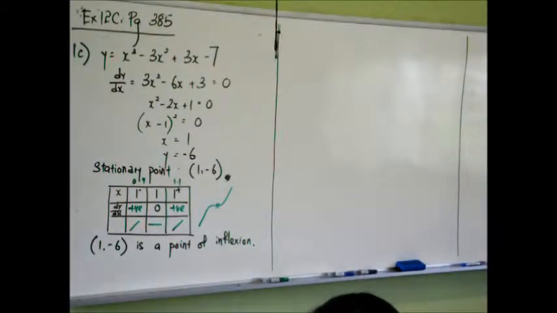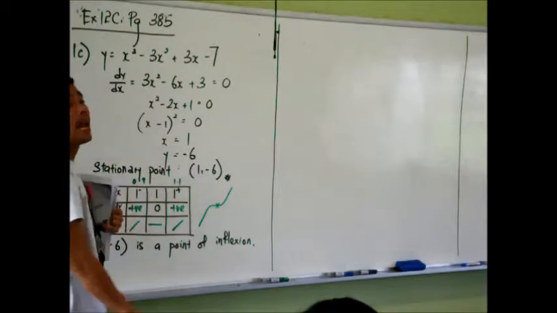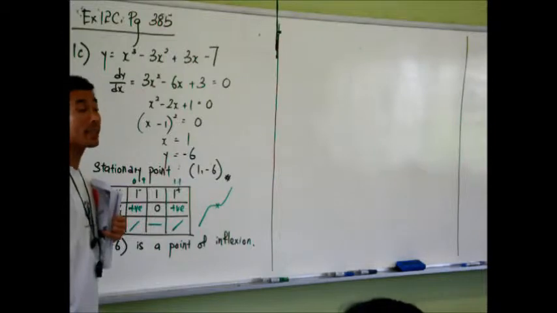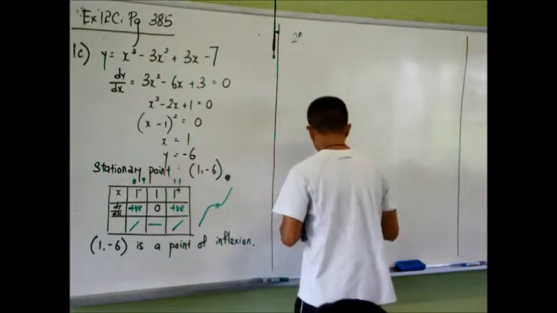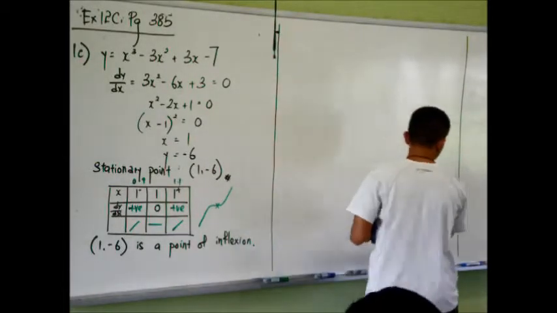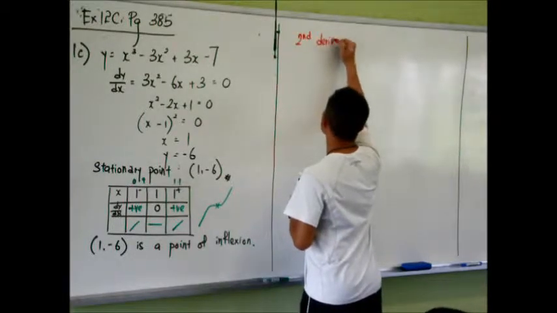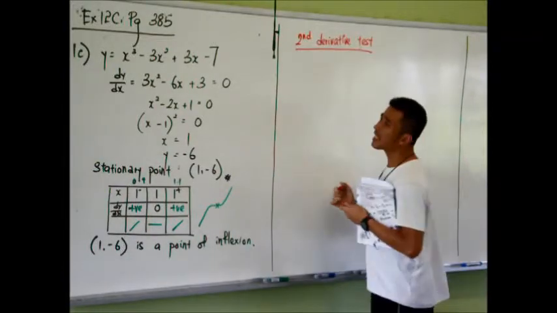Alright, okay, we are able to use the table format to determine the nature of the stationary point. Now I'm going to teach you another method known as the second derivative test. Well, sounds very cheap, but you learned this just 2 days ago. Huh? What is the second derivative test?